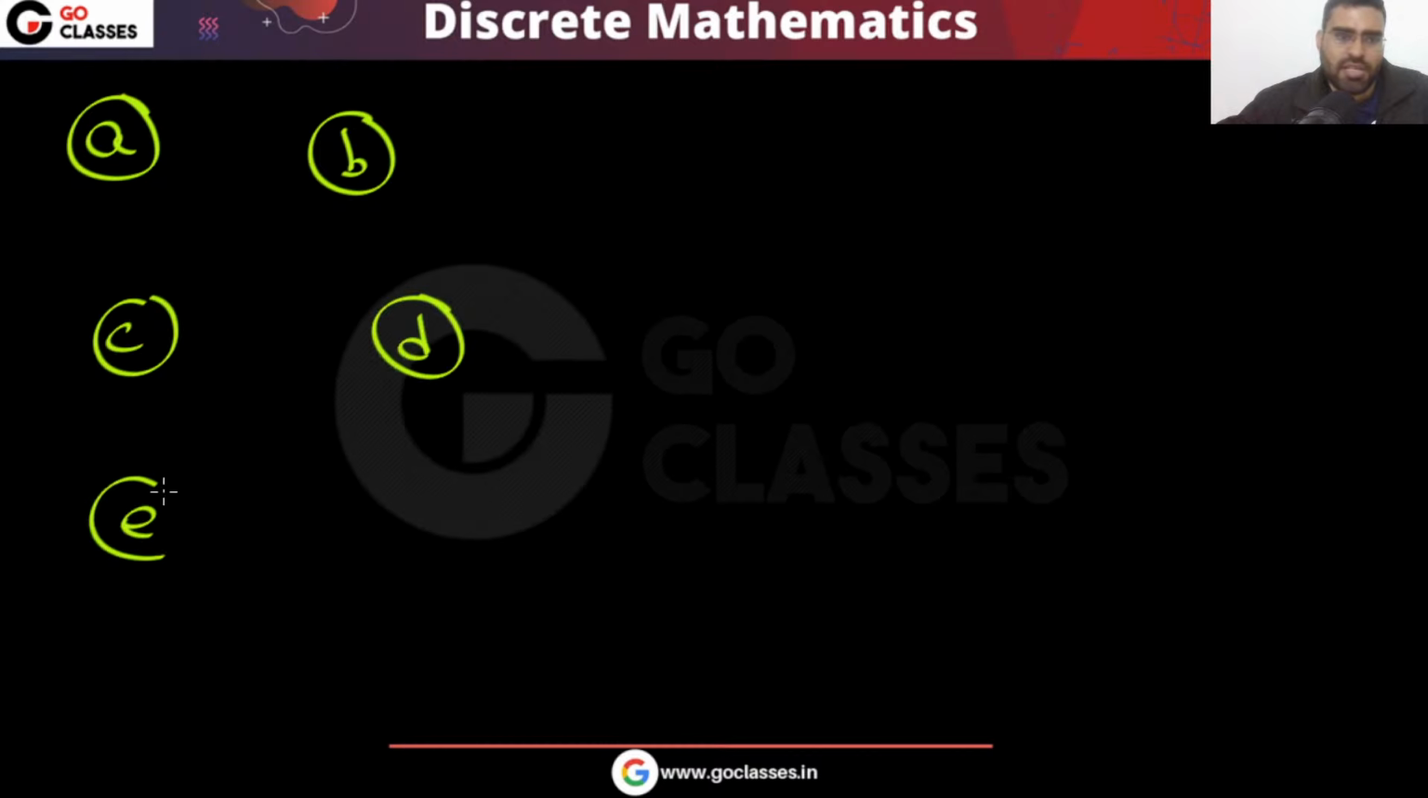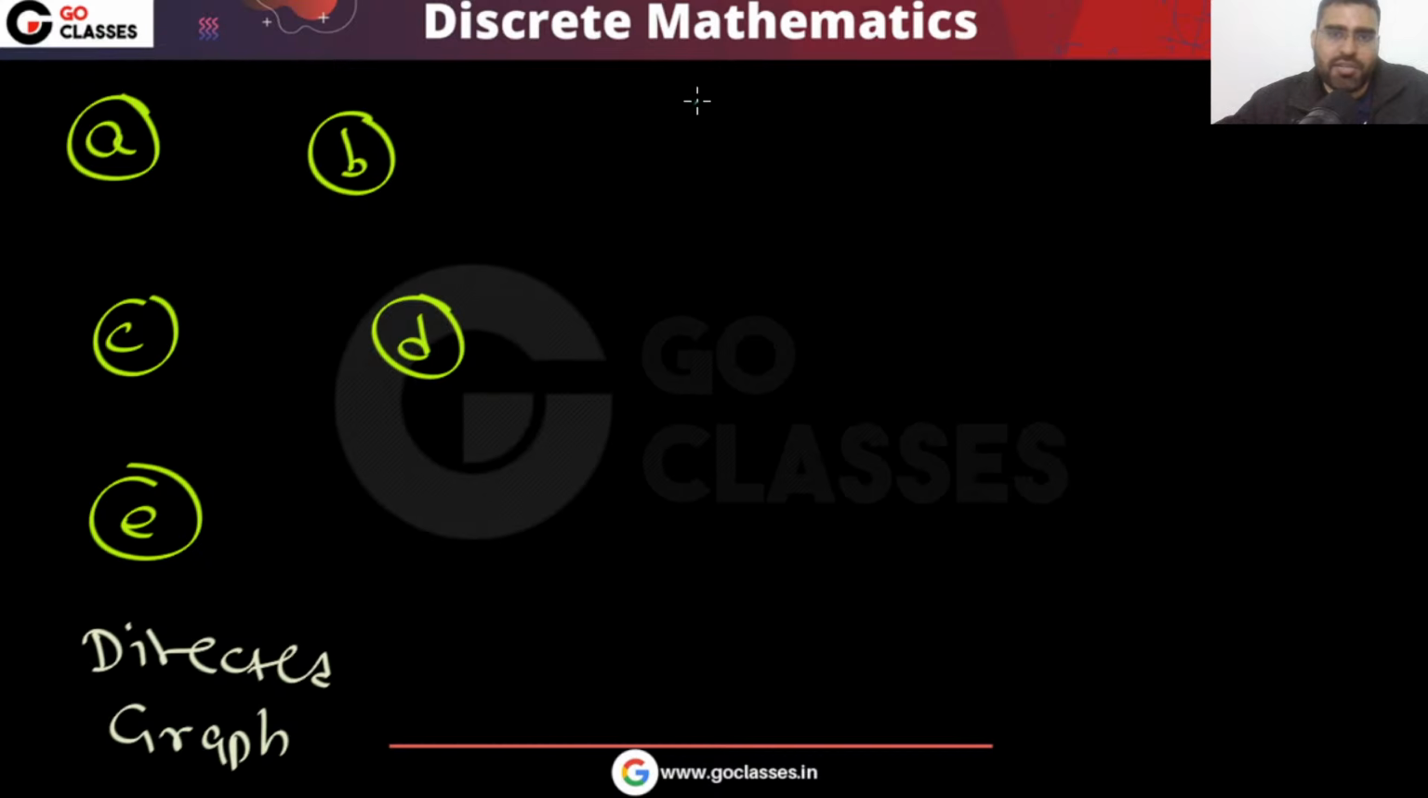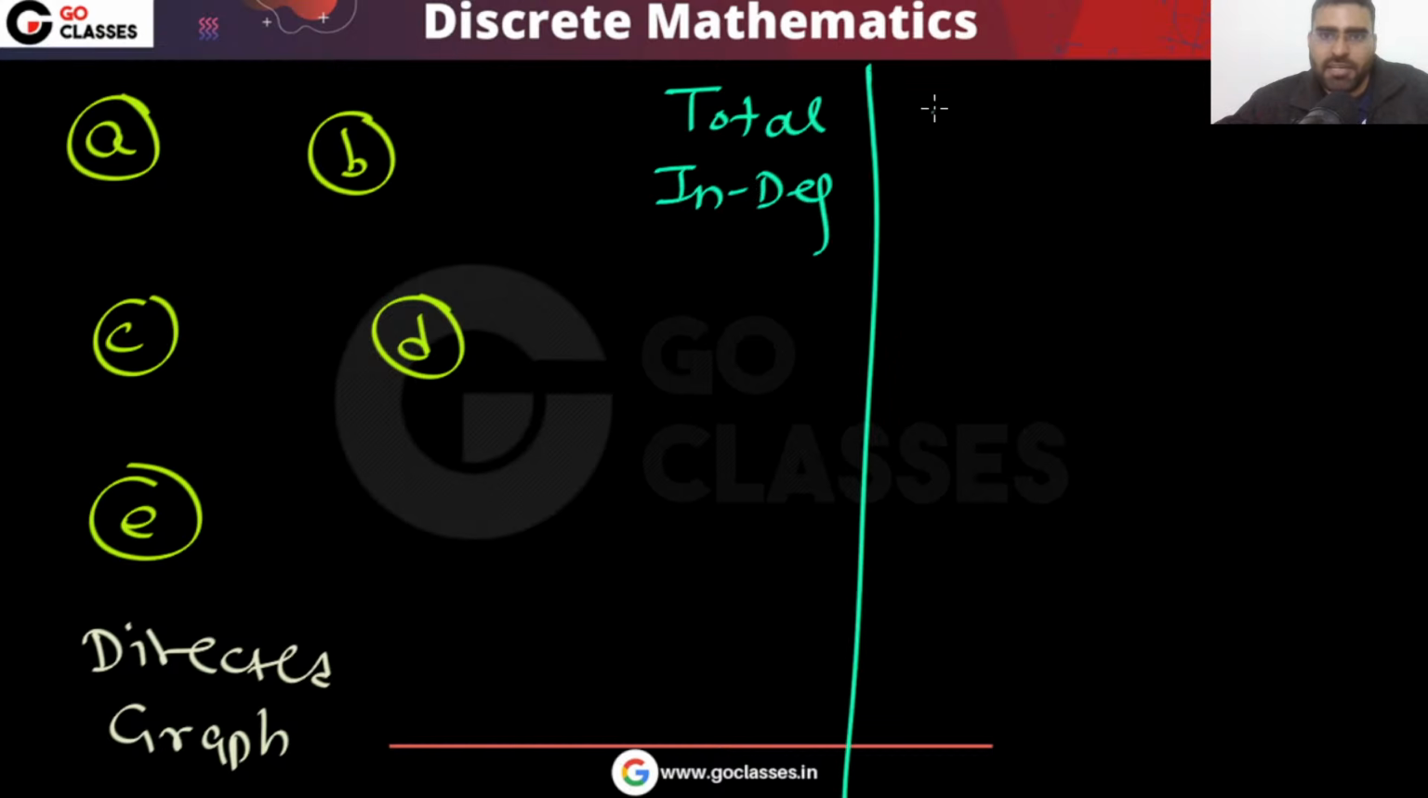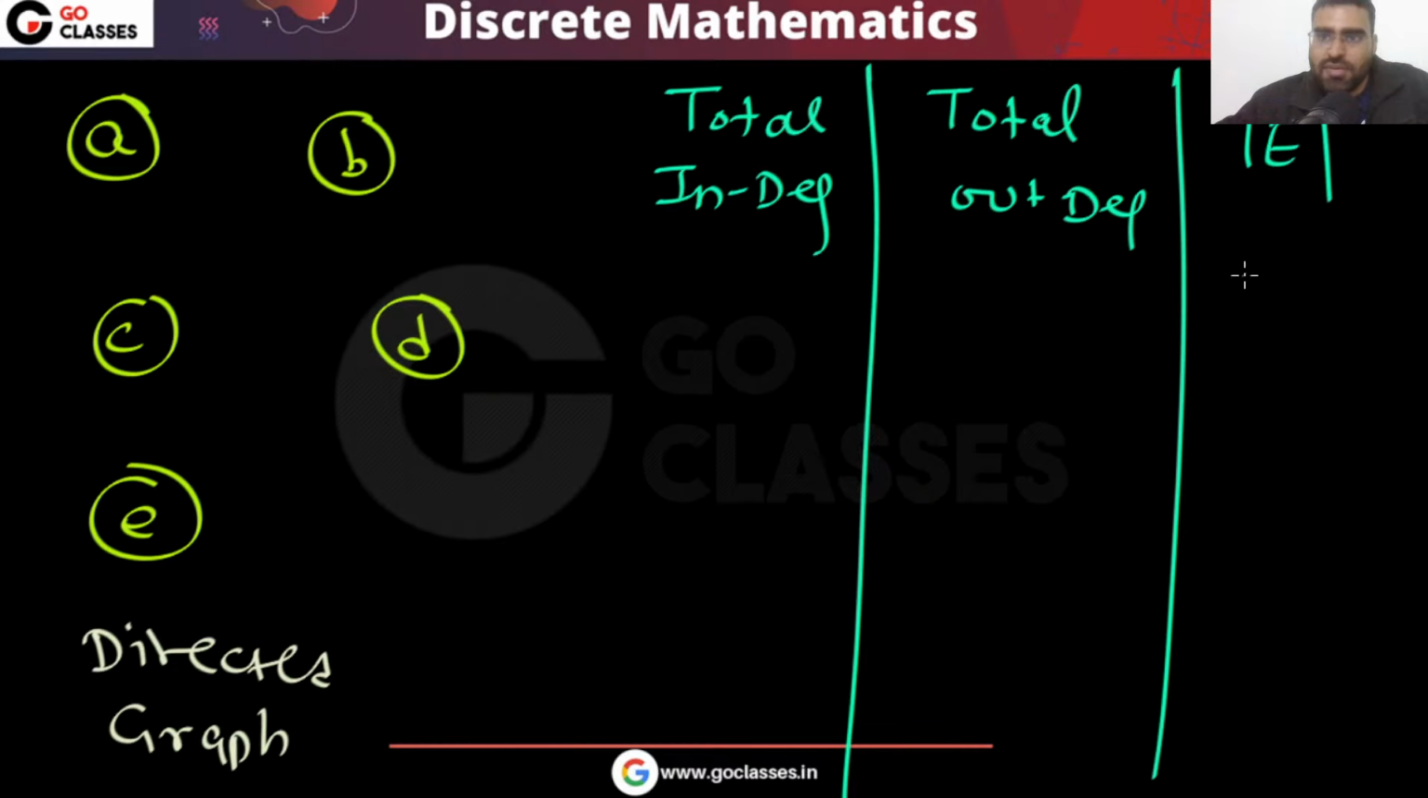Consider I am giving you a graph like A, B, C, D, E, something like this. This is a directed graph I will give you. And on this side I am writing total in degree. Please understand. What is the total in degree? Here I am writing the total out degree, and here I am writing the number of edges. I am writing total in degree, total out degree, and number of edges.